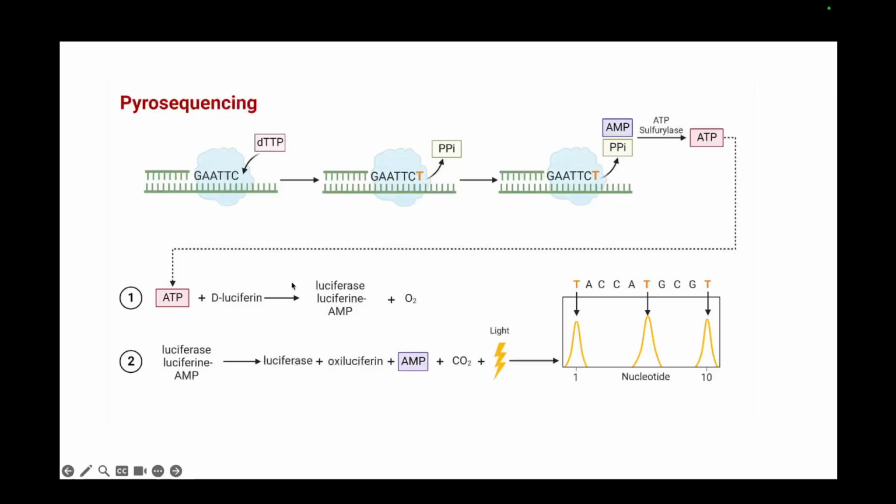Now this complex is a little bit unstable, so it breaks down to give luciferase and oxyluciferin along with AMP, carbon dioxide, and light. This light generated is a marker of which base has been added. So you have peaks of light at different sequence intervals, and you know that at this peak a T has been added.